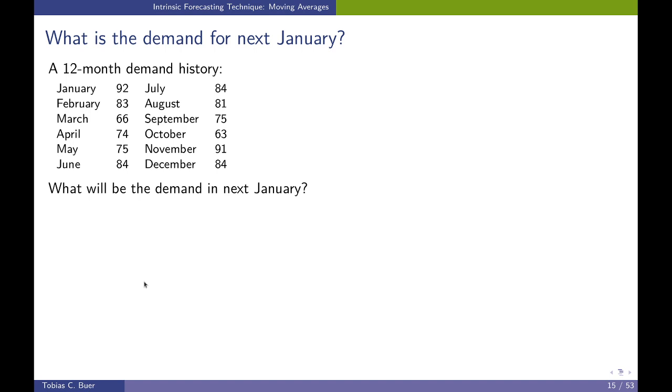Well, if we have a look at the numbers, the demand seems to be always between 70 and 90. There's a very low demand in March and in October with 66 and 63, but the demand is often between 70 and 80. And now, how to forecast the demand for the next January?